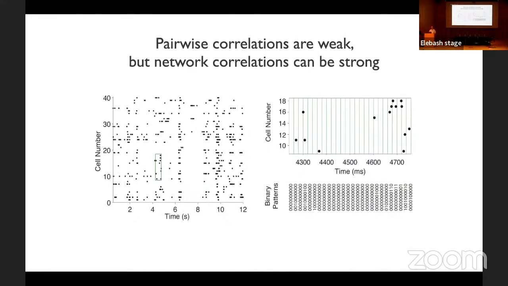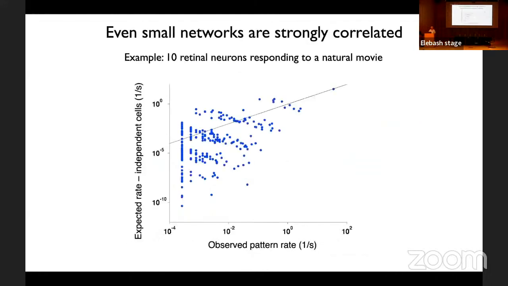And thinking about this, we realized, if you look at even small groups of about 10 or 20 neurons, things are not so weakly correlated anymore. So while for pairs, you might think you can ignore these correlations, for groups of 10 or 20, it's not the case. If you discretize time like this and you look at the binary patterns, it turns out that ignoring the correlations will do a really bad job. And this is an example.